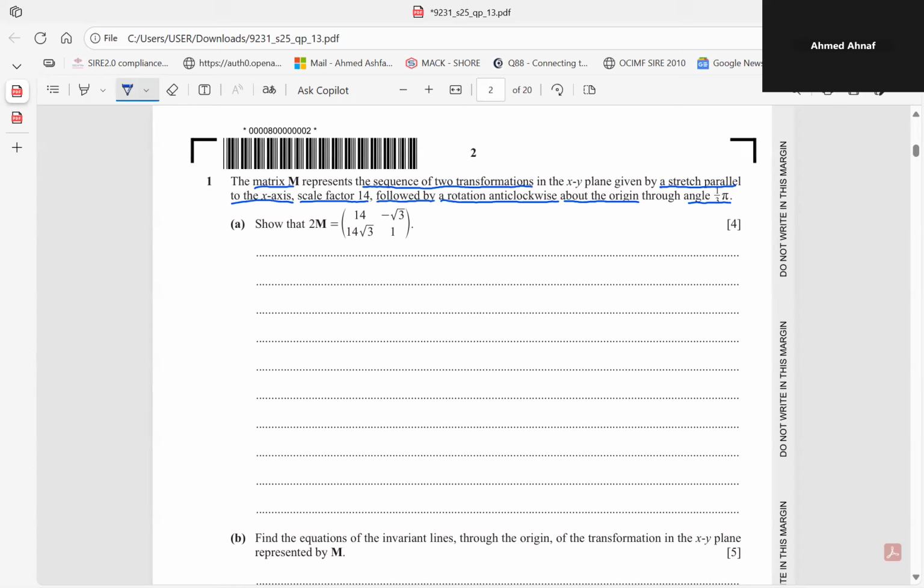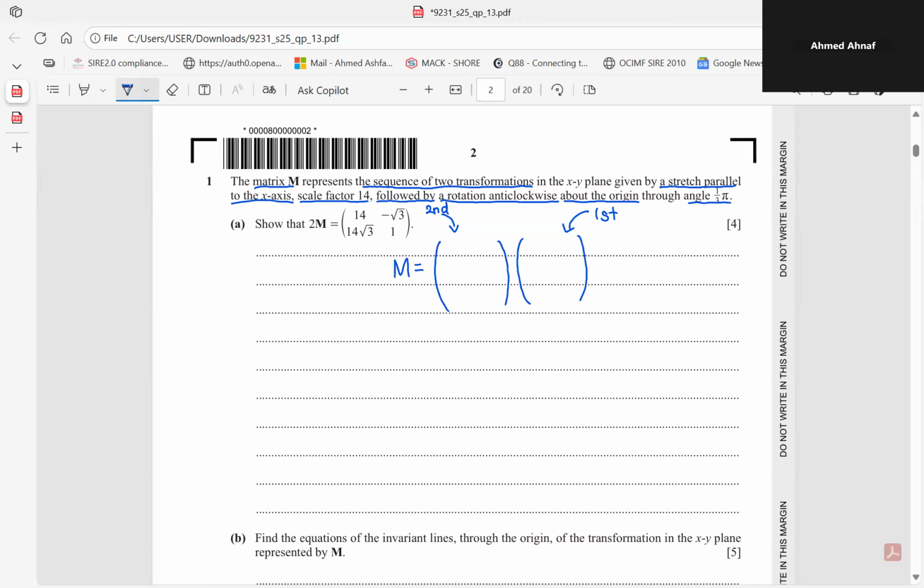Okay, first of all, in order to do this question, we're going to have to first form the matrix M. In order to do that, we need to know our matrices for our 2D transformations. So let's make space for them. The way we do this is the first transformation goes in the right matrix, followed by the second transformation, and then we multiply these two matrices together to get our matrix that represents these two transformations.